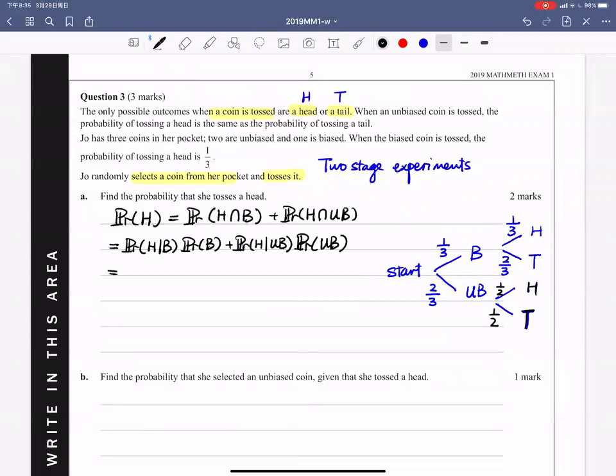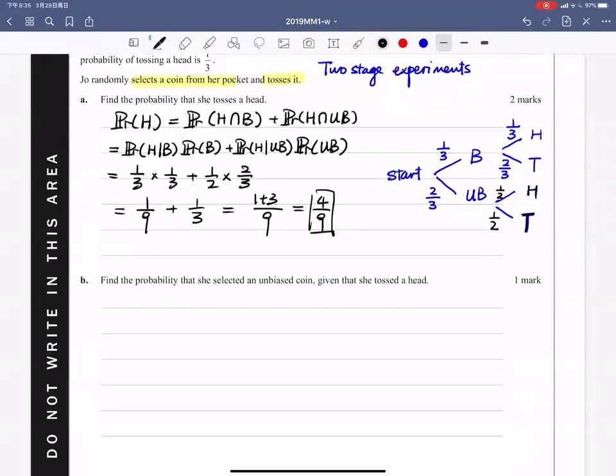What is my probability of H given B? H given B is this 1/3 here, times probability of B, which is 1/3, plus probability of H given unbiased, which is half, times probability of unbiased coin, 2/3. So you will have 1/9 plus 1/3, which gives you 9 at the bottom, 1 plus 3, which is 4 on 9. Okay?